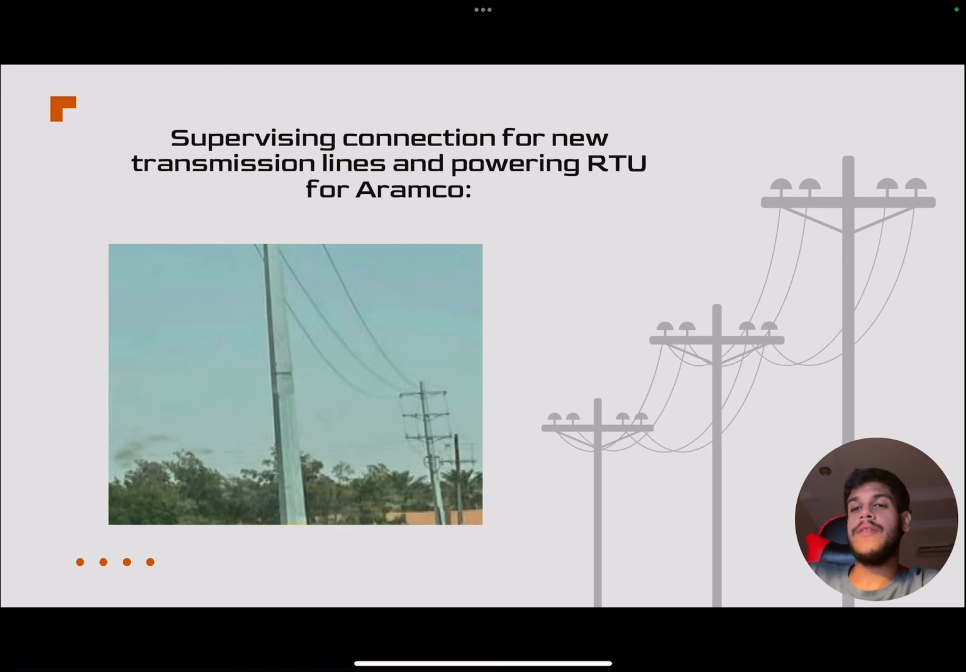After that, I was in the cable unit. Our main task was to make sure that the feeder coming from the Saudi Electrical Company was re-energized correctly. We went to the RTU and checked if the power was coming to it or not, and we ended this task.